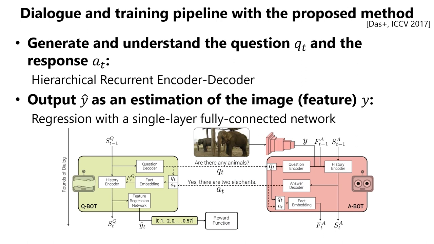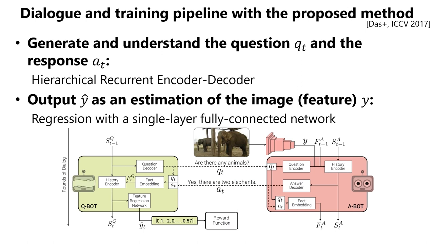In addition, the answer A returned by the answerer earlier is integrated with the question Q, and the Q&A history is updated, and the image feature Y hat T is estimated from the features in this history. This feature Y hat T is then combined with reinforcement learning to perform a nearest neighbor search of the images in the dataset. And if the correct image is retrieved, a reward is generated.